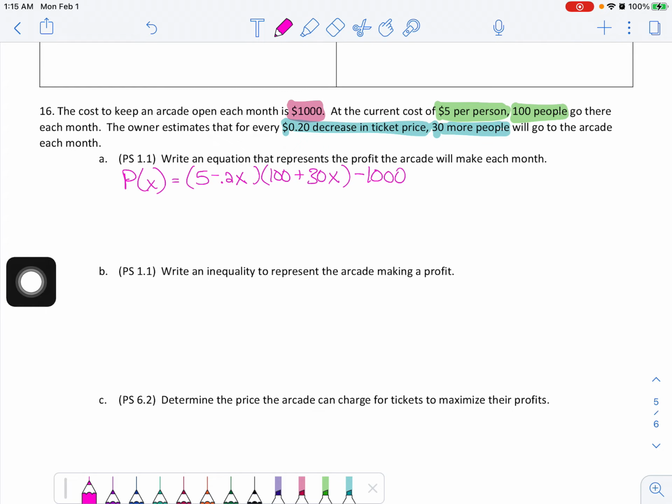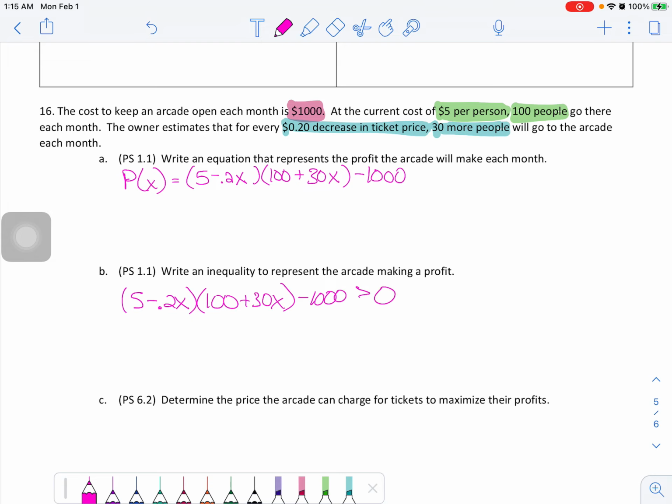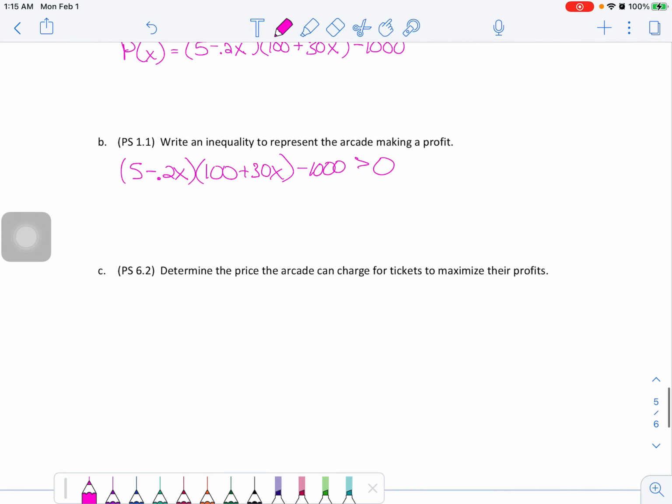Write an inequality that represents the arcade making profit. So this exact profit equation, as long as you make anything more than $0, you are making profit. So we're going to say this is greater than 0. Determine the price the arcade can charge for tickets to maximize their profits.